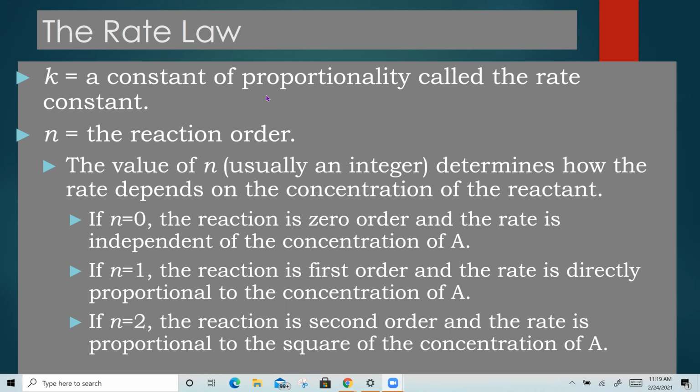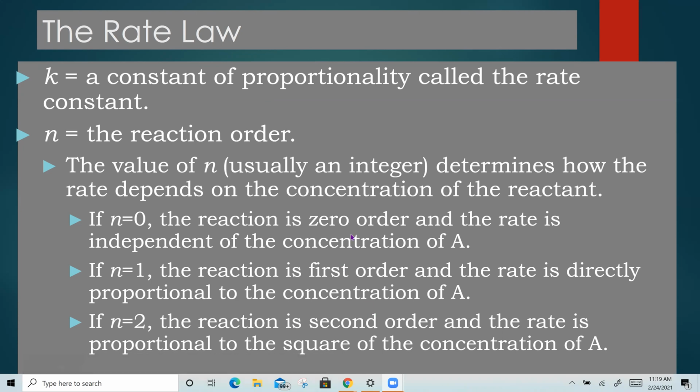So when we look at these values of n, I have defined the meaning for them for 3 different orders: 0, first, and second order. I would not write all of this. I would just know that n equals 0 is a 0 order reaction, n equals 1 is a first order reaction, and n equals 2 is a second order reaction.